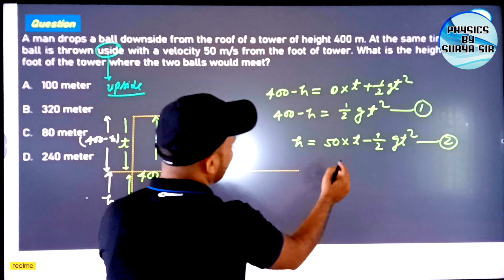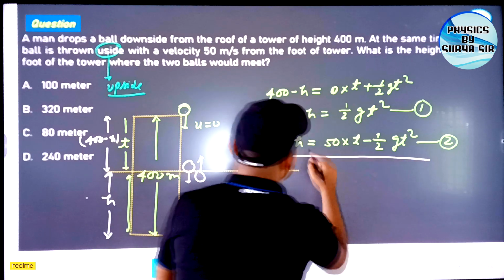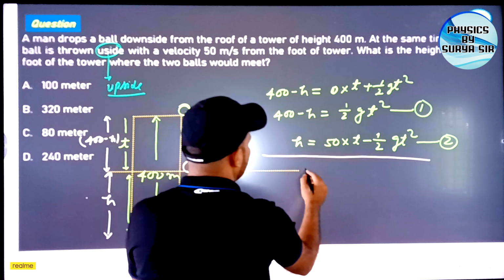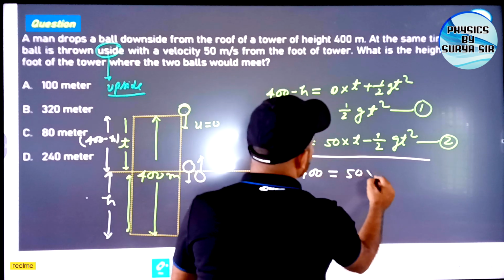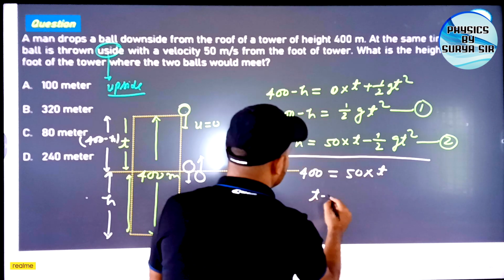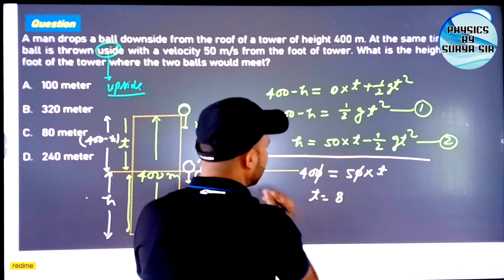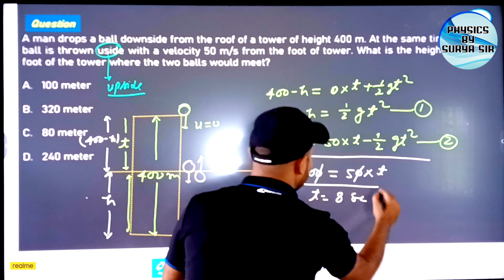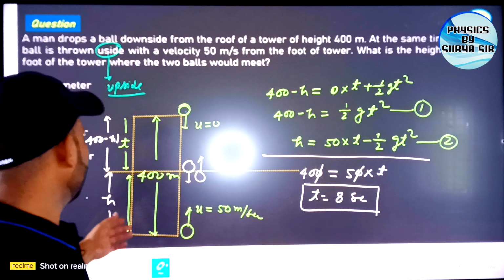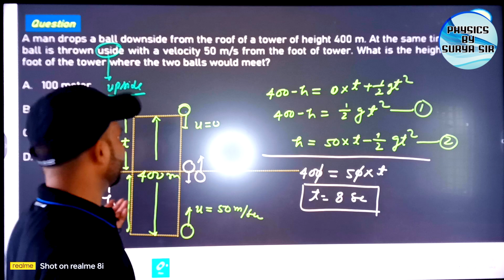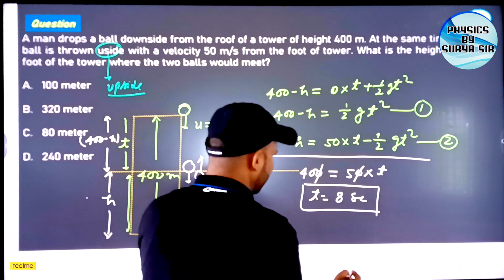So you can find t from here. Adding equations 1 and 2, the half gt square terms cancel out. So 400 is equal to 50 into t, that is, t is equal to 8 seconds. So we have got the value of t. Once we have got the value of t, we can calculate the value of h. What is the value of h?